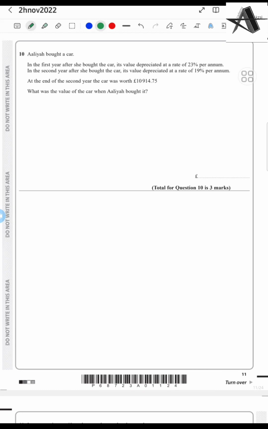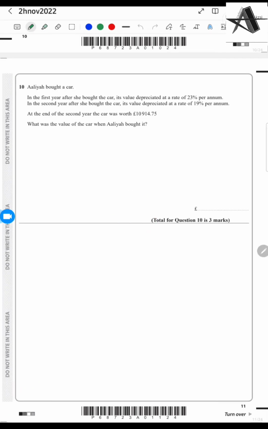Alia bought a car. In the first year after she bought the car, its value depreciated at a rate of 23% per annum. In the second year after she bought the car, its value depreciated at the rate of 19% per annum. At the end of the second year, the car was worth 10914.75 pounds. What was the value of the car when Alia bought it?